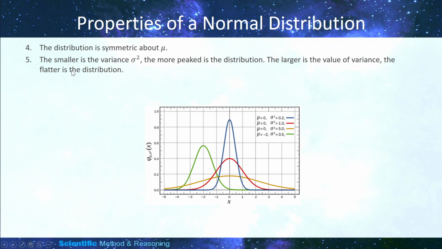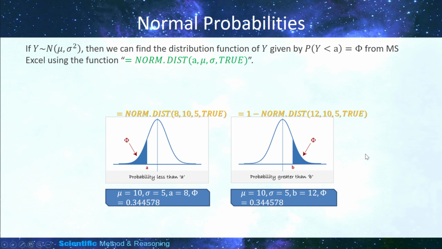The fifth property is that the smaller the variance sigma square, the more peaked the distribution, like this one, sigma square equals 0.2. The larger the value of the variance, the flatter the distribution. So we have a variance of 5 here. And for the mean equals minus 2, we have the green curve with a center at minus 2. So those are the properties of the normal distribution.